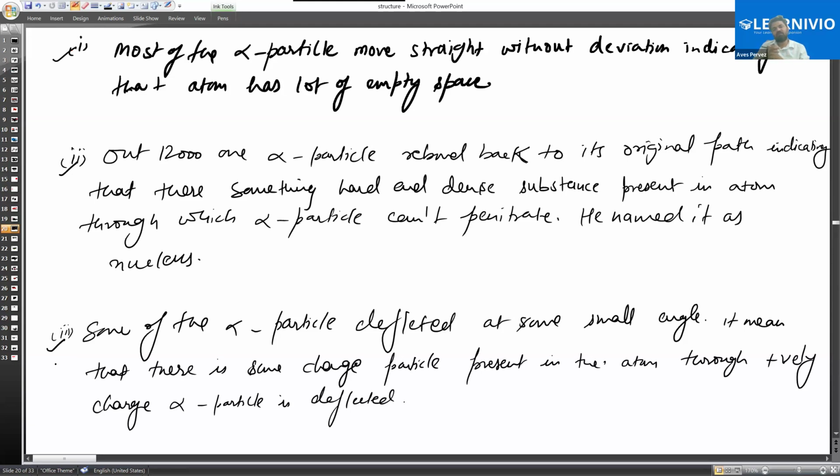Out of 12,000, one alpha particle rebounds back to its original path, indicating that there is something hard and dense present in the atom through which the alpha particle can't penetrate. He named it the nucleus. Some alpha particles are deflected at a small angle, and there is something hard and dense present in the atom, and that is positively charged.